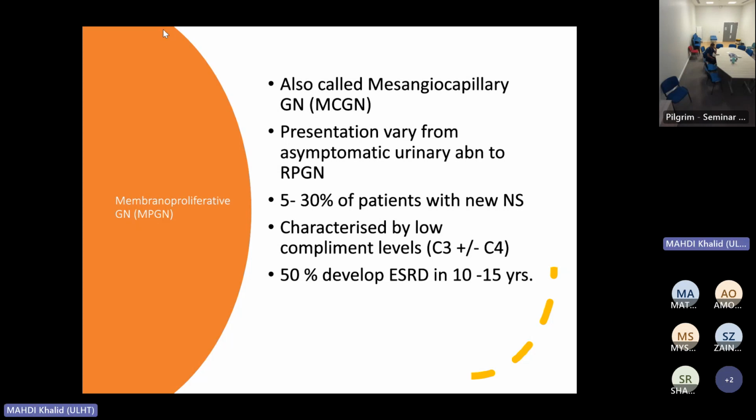Typically they have low complements. If you do your initial blood tests and find low complements, this narrows your list of possibilities significantly. Not many conditions consume complements. So MPGN would be one of them. Lupus, the other post-infectious GN. That's why it's a very useful test.